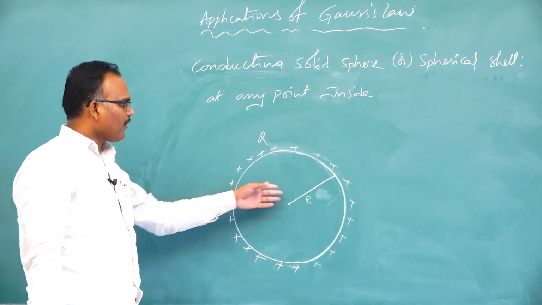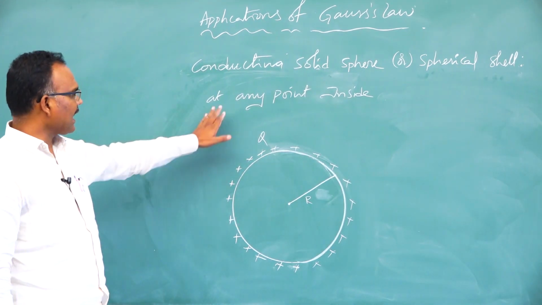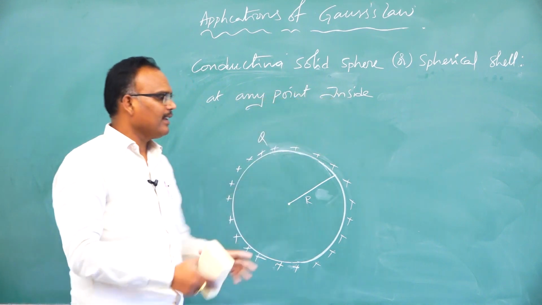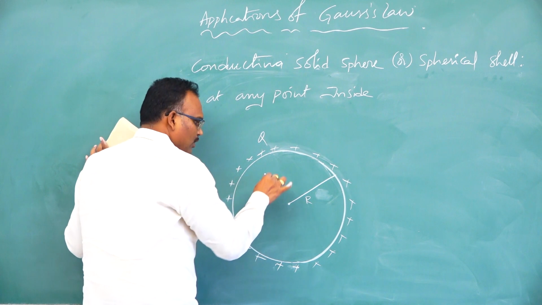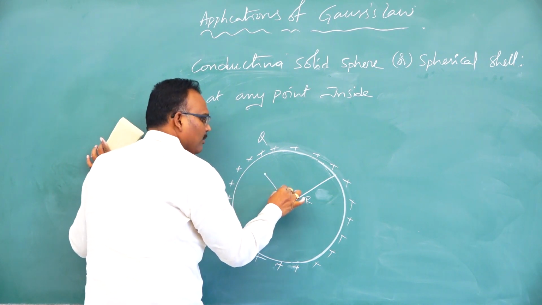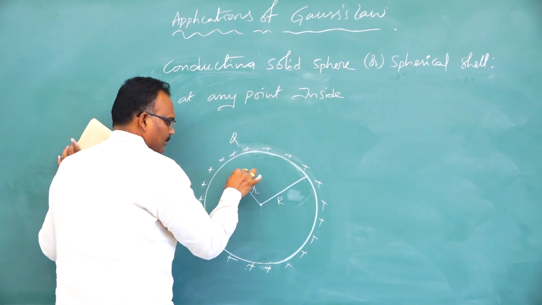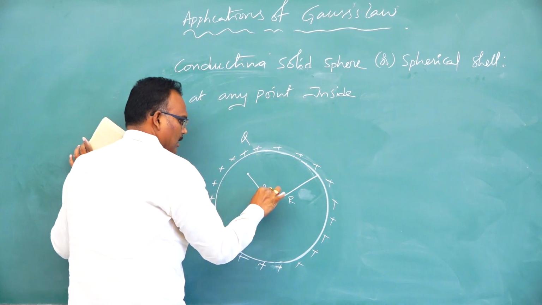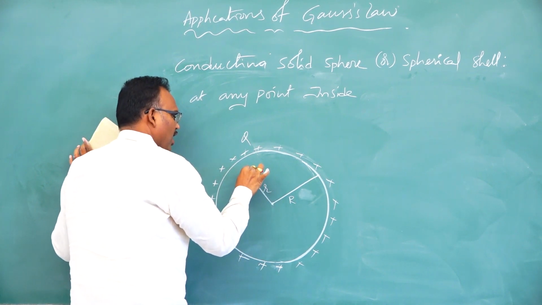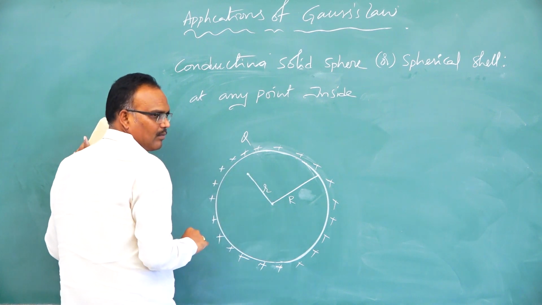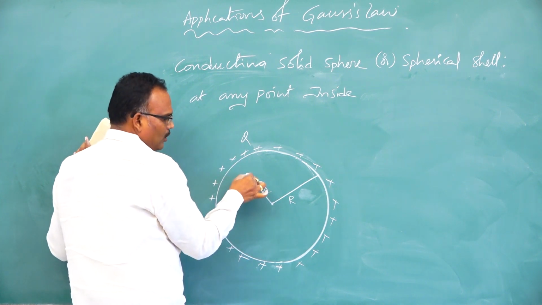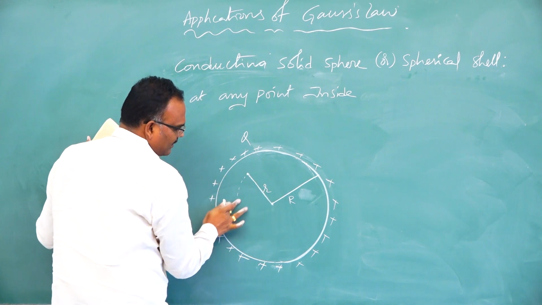This is a sphere of radius R. We need to calculate the electric field at any point inside. That means I have to select a point inside which is at a distance small r from the center of the sphere. See here, in case of a sphere, all the distances can be measured from the center of the sphere. Okay, so I need to draw a Gaussian surface.